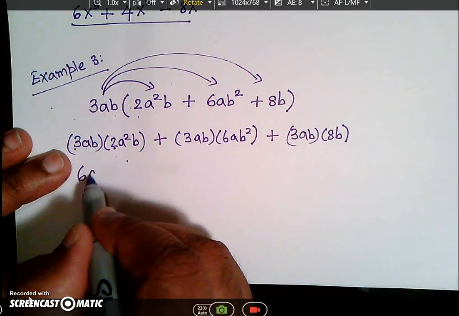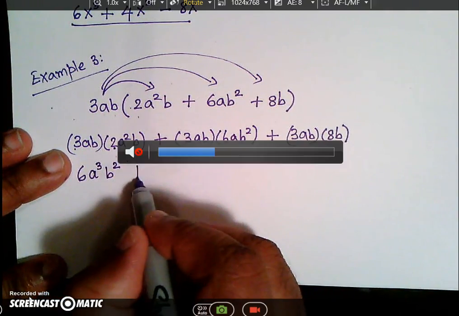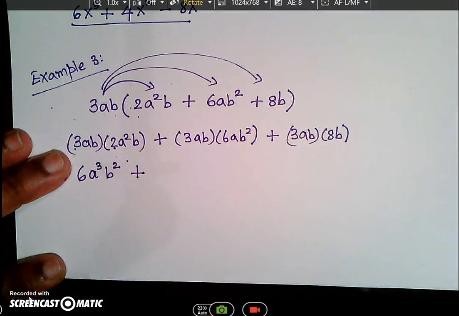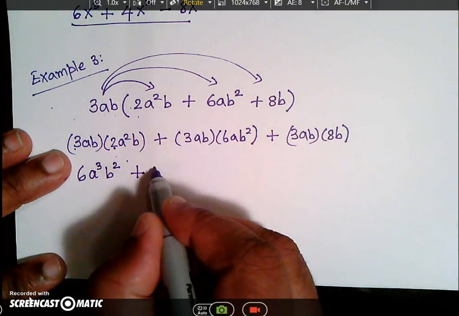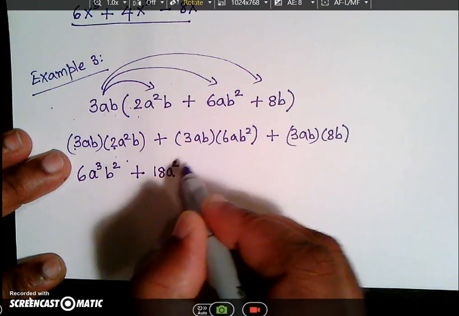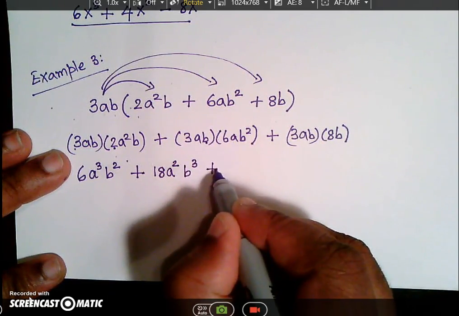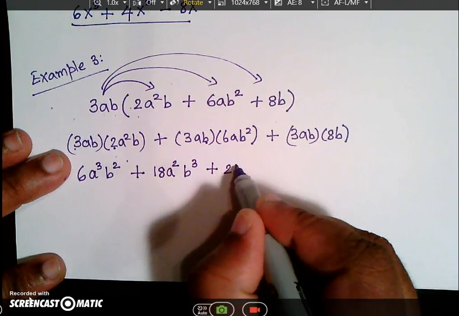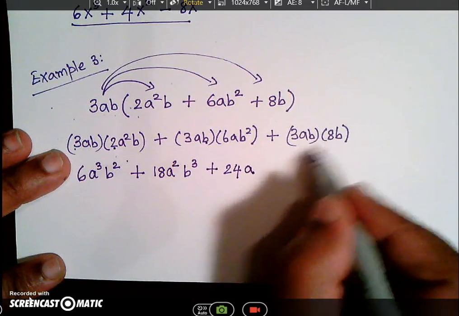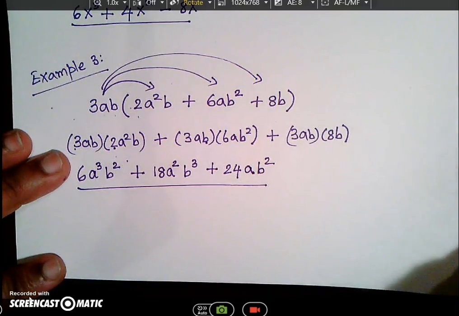Alright, so 3 times 2, 6. A times a square is a cube. B times b is b square. Plus 3 times 6 is 18. A times a is a square. B times b square is b cubed. Plus 3 times 8 is 24. I don't have an a there, so I'm just going to keep an a. B times b is b square. So multiplying a monomial by a polynomial.